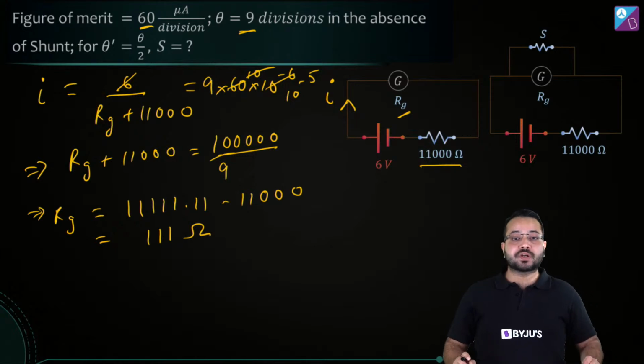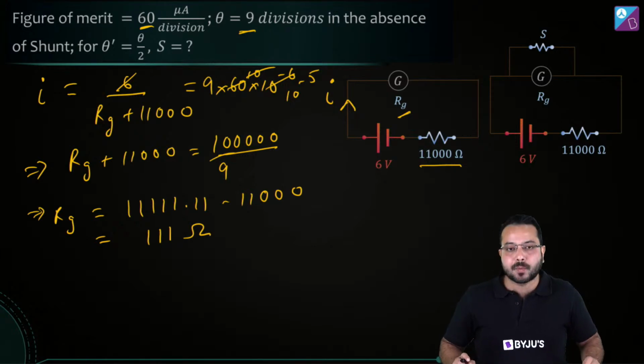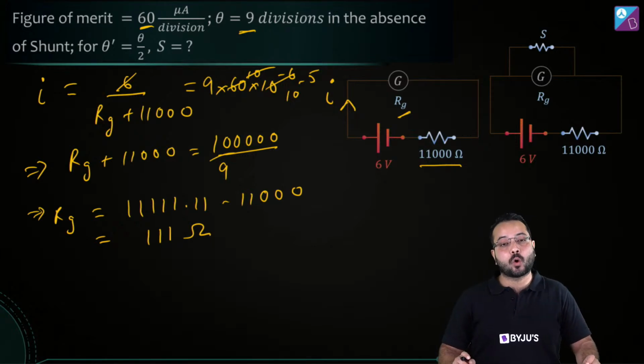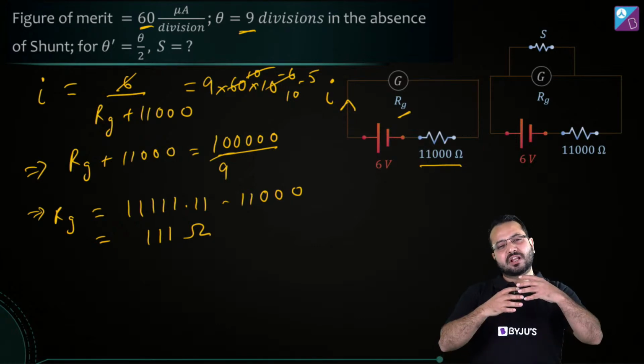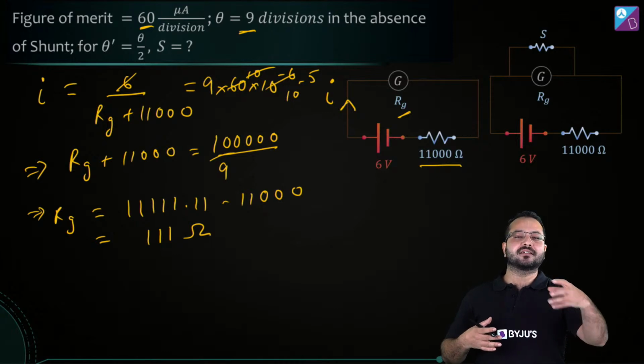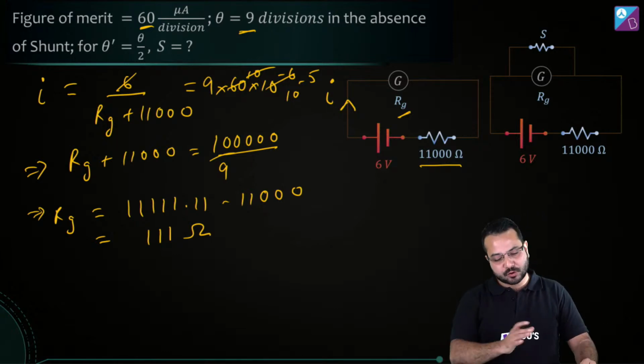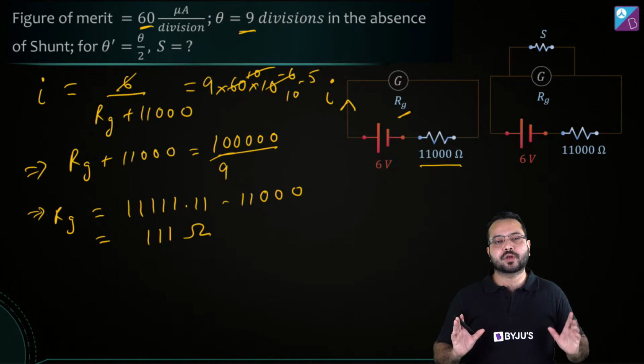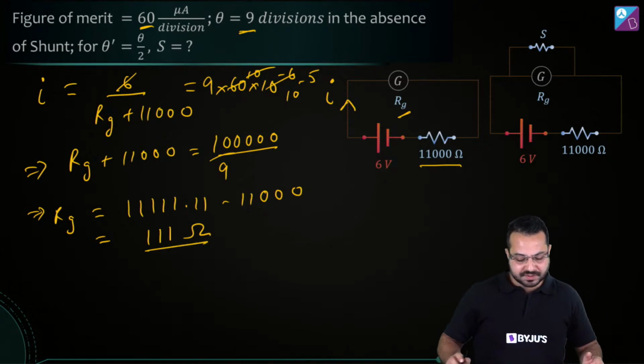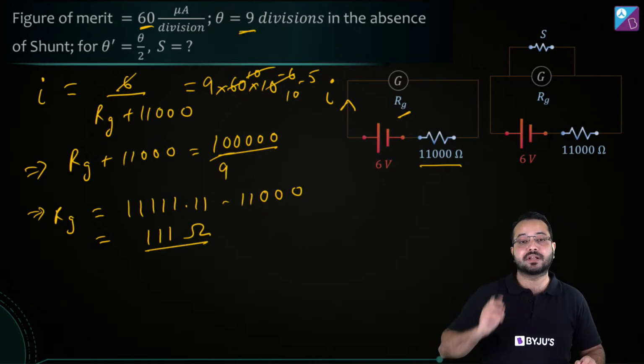Tanmay is saying, I think the question is actually easy, but the language is tricky. Spot on, Tanmay. And that's why I always say, don't get bogged down by the language. The longer the question is, chances are the shorter the solution would be. And we are going to see how easy the solution is. Perfect. So we have calculated the resistance, and that is 111 ohm.